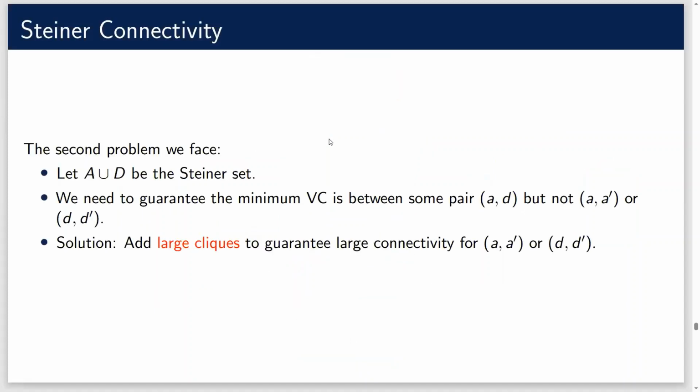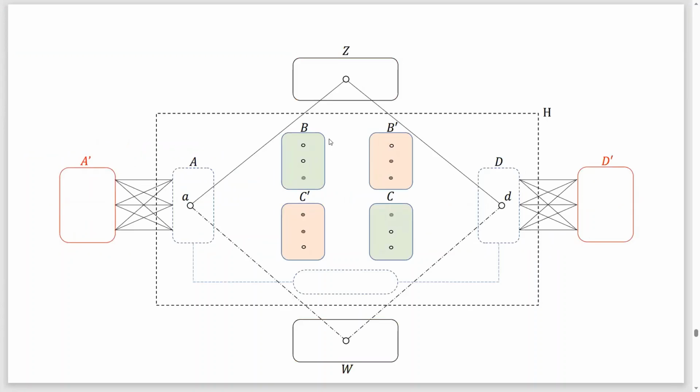Also, let A cap D be the standard set. We need to guarantee that the minimum vertex connectivity is between some pair A and D, but not A and A prime or D and D prime. The solution is that we add two large cliques to guarantee very large connectivity for A and A prime and D and D prime, just as shown in A prime and D prime, and they have very high cardinality. So if we link a bipartite clique between A and A prime, then the two nodes A and A prime will have really, really large connectivity.